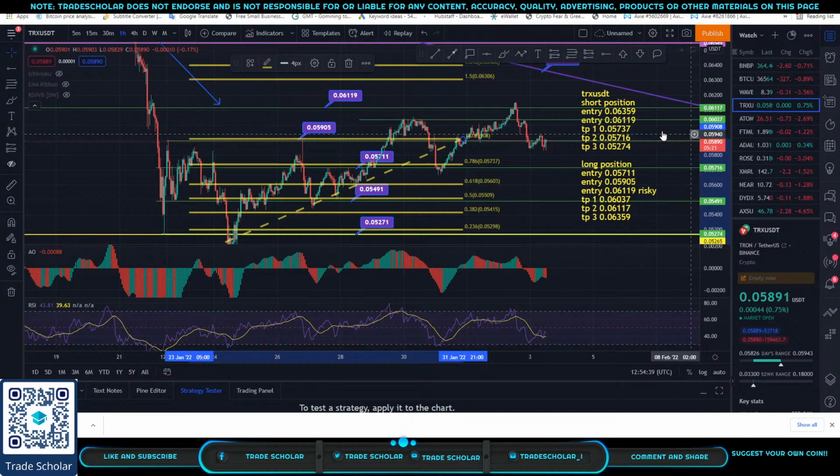0.06119. Okay, so we have a short position here. That's great, 0.06119 here. If you followed my signal, then you were able to make 0.05908.